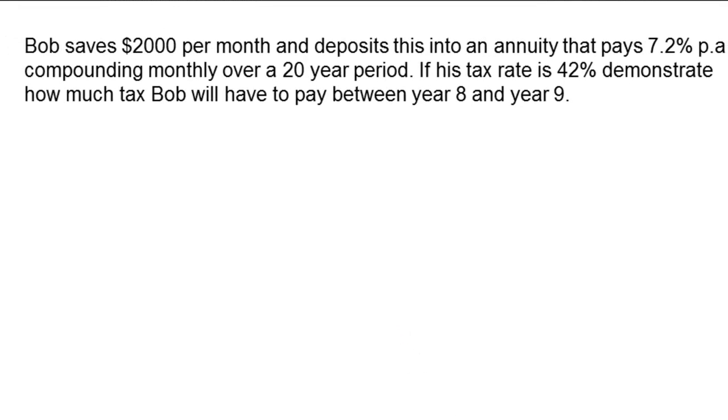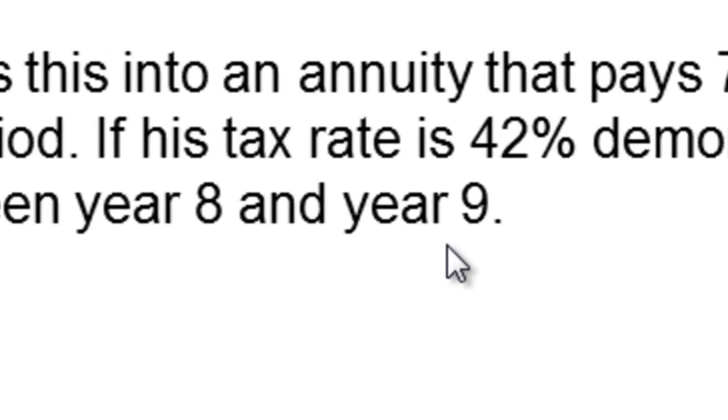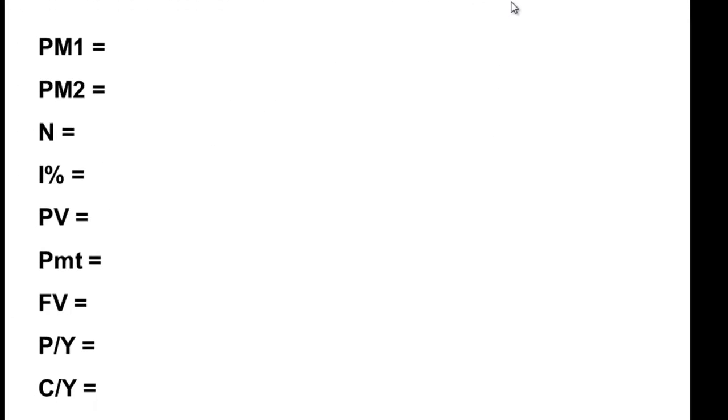Let's have a look at a slightly more complex one, where Bob is saving the same way, but he wants to work out how much interest he earns between year 8 and year 9. It gets quite tricky to work out the other way, but there are some cool little things that the graphic calculator will do for us. Once again, we write down all these things, and you'll notice that I've got a PM1 and PM2, which I'll explain in a minute. We've still got the same standard N, I, PV, payment, all those things. We've just got this little bit up here.